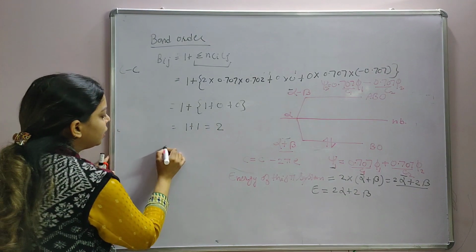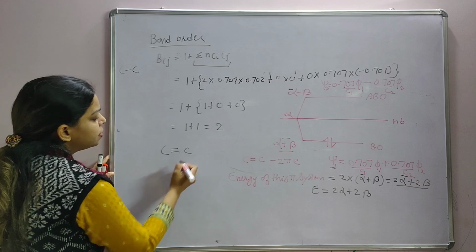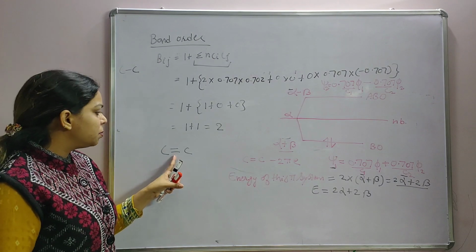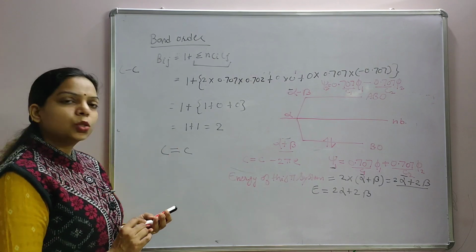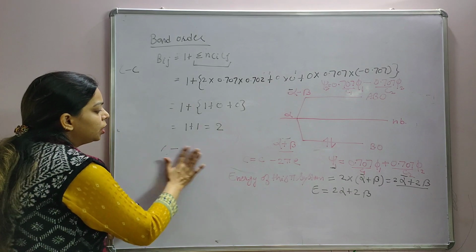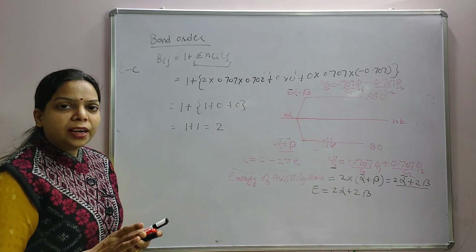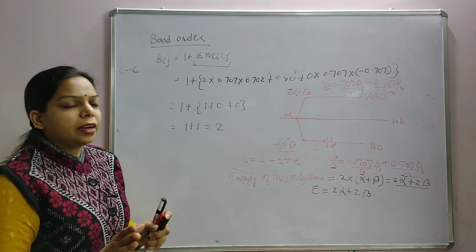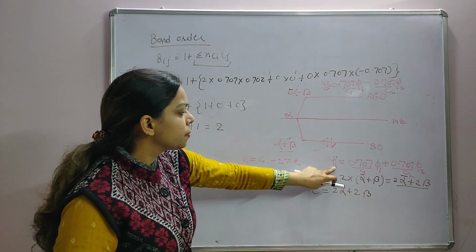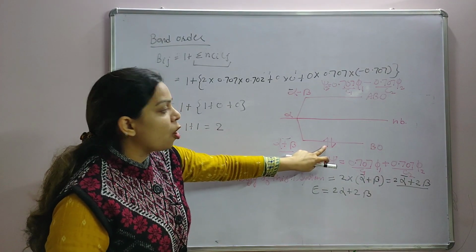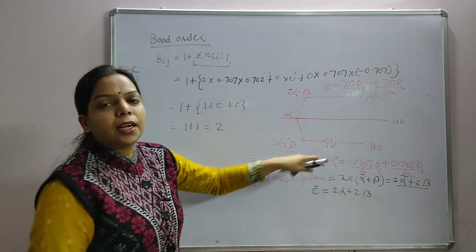So we know that in ethene we have C double bond C. One is a sigma bond, one is a pi bond. So this way you can calculate the charge on any atom and the bond order between any atoms when you know the wave functions and when you know how many electrons are present in any energy level.